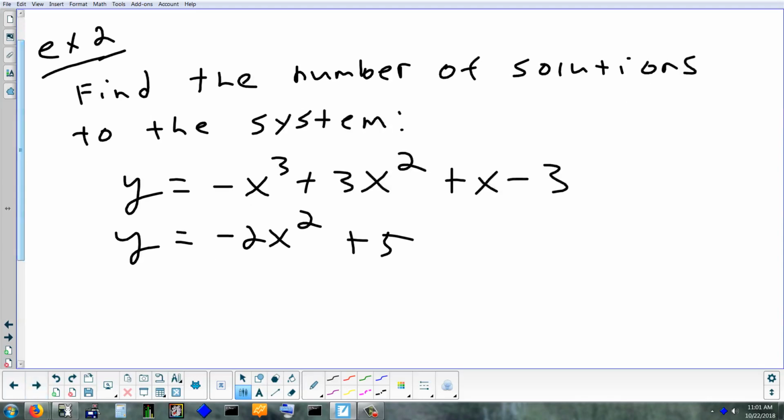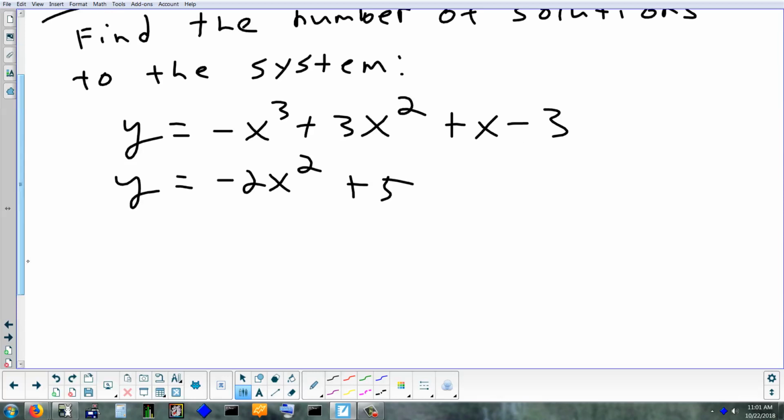All right, so this one says find the number of solutions. Okay, let's look at the top equation. Well, actually, no, let's start with the bottom. What kind of equation is the bottom one? If you had to describe like what it's called based on the highest exponent. Yeah, Kaylee? It's a parabola because it's a quadratic type equation. So the bottom one is a parabola. The top one is a cubic.